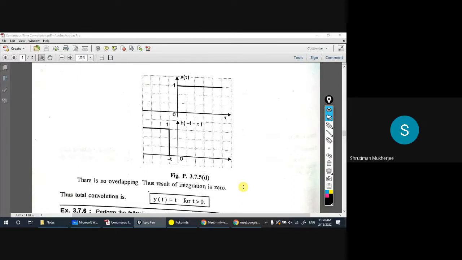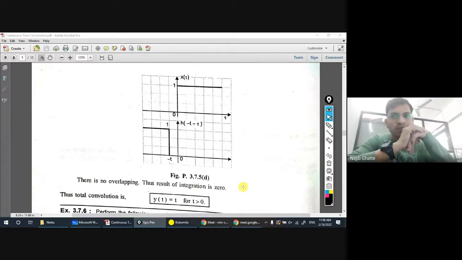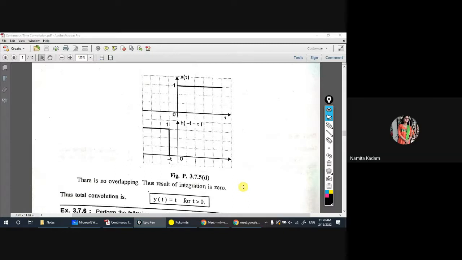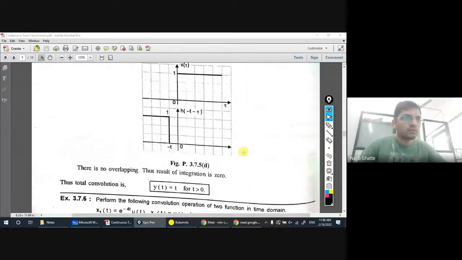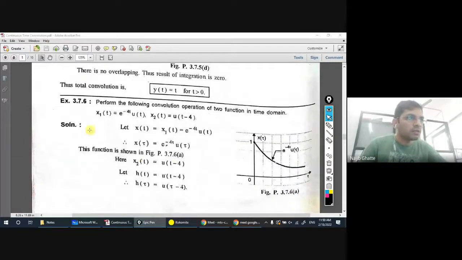Yes. Yes or no? What about other students? Namita, Rahul? Yes, sir. Any other student? Amisha? Any query? Pranjal? Pankaj? Okay. Now, coming to this expression.